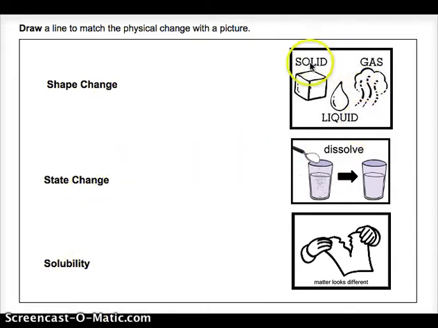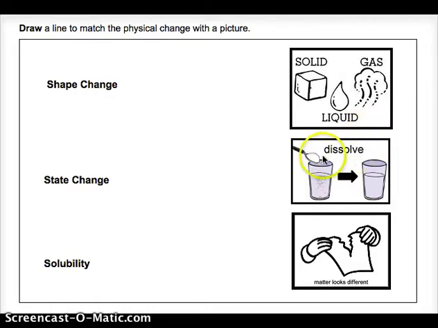So here you have solid changing to a liquid, changing to a gas, solid changing to a liquid, liquid changing to a solid. What does this picture show? Shape change, state change, solubility. Go ahead and draw your line now.